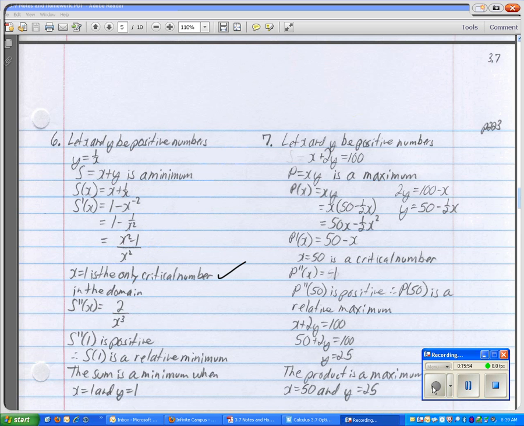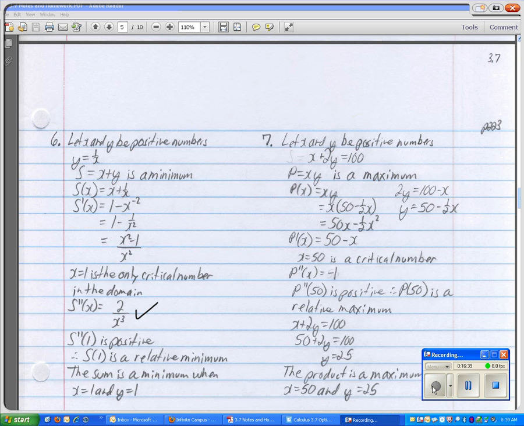Now let's go ahead and get the second derivative. If I'm going to take the derivative of that, the derivative of 1 is 0, but then the derivative of negative x to the negative 2: power rule it. Exponent times coefficient gives you a positive 2 x to the negative 3, subtracting 1 from the exponent, which is the same thing as 2 over x cubed. So that's how I get my second derivative. You follow me all the way down to the second derivative? Okay.